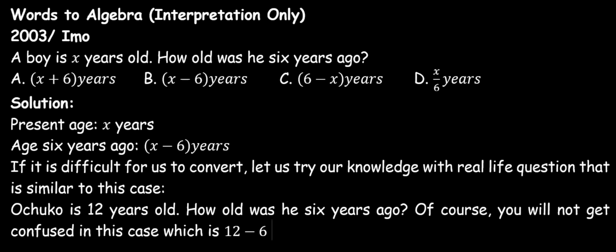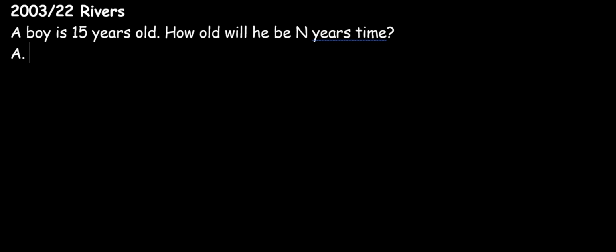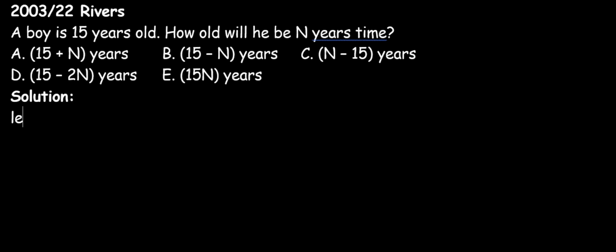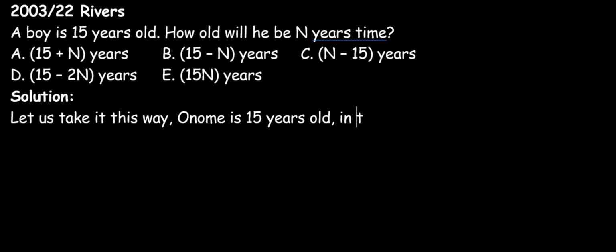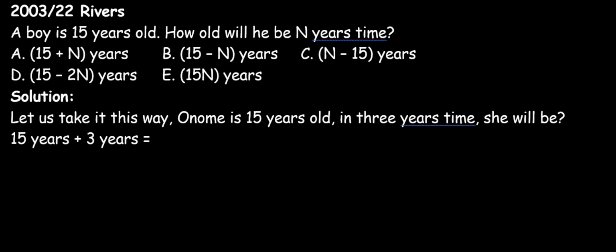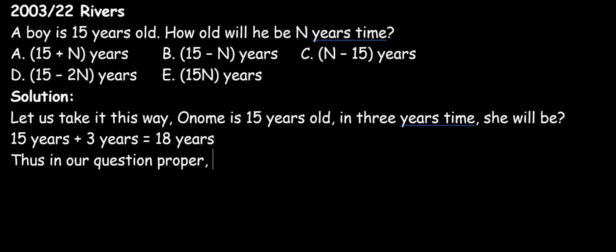Another example. A boy is 15 years old. How old will he be in n years time? The options are given. Let us take it this way. Onome is 15 years old. In 3 years time, she will be 15 years plus 3 years, which equals 18 years. Thus, in our question proper, the boy will be 15 plus n years.